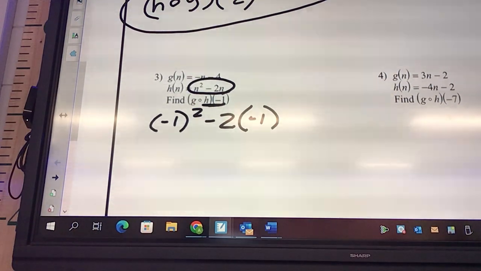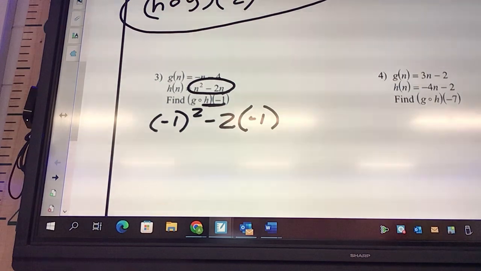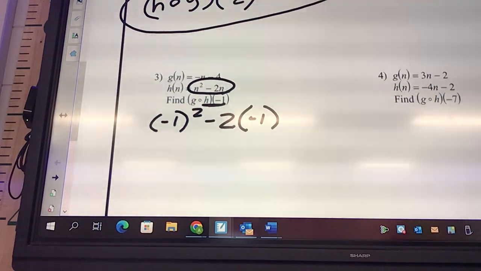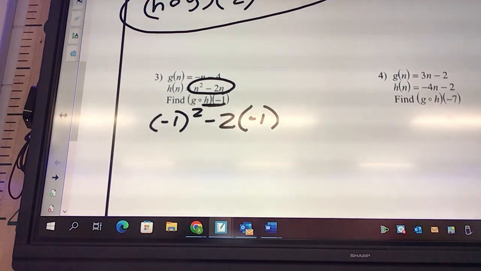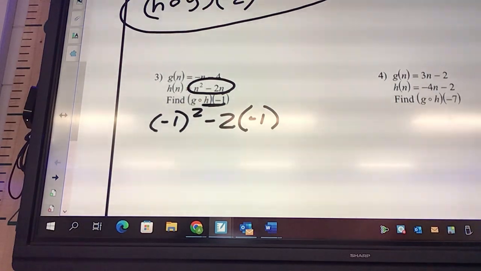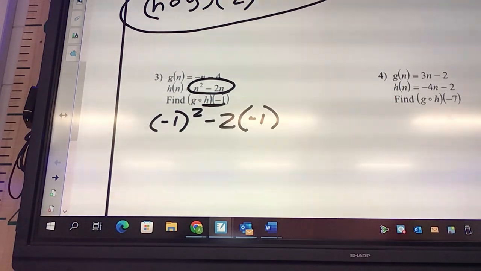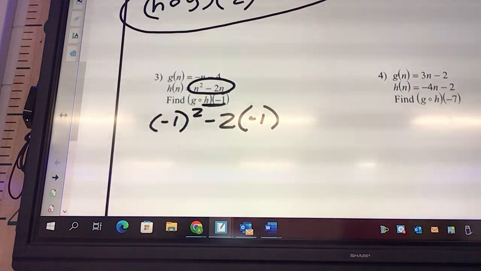Wait, how do you put a parentheses on the calculator? So you're going to say, oh, I see. Yep. Good. And squared. I got 3. Minus, no, we're going to say minus 2. What do you get for that? 3. You should have gotten 3. If you didn't, please let me know so I can help you type it in.